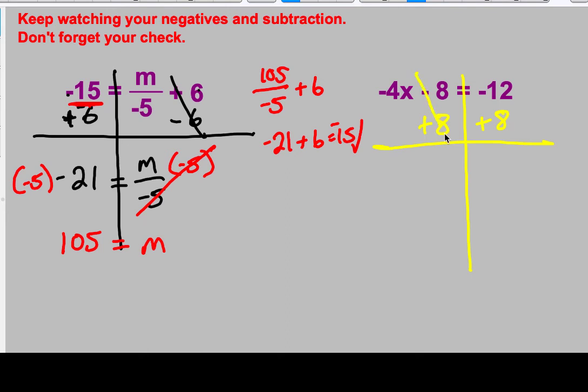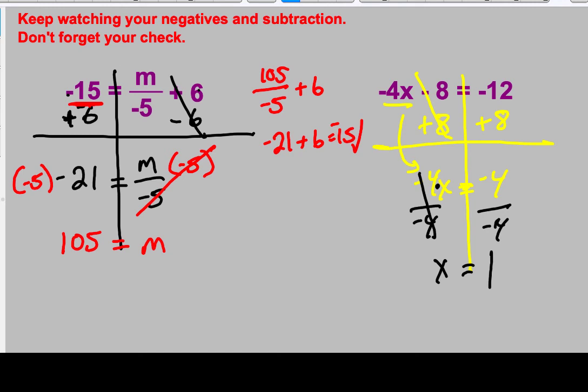Subtracting 8 and adding 8 turn to 0. They cancel each other out, but I'm still left with that negative 4x. Negative 12 plus 8 is negative 4. Now it's time for step 2. Negative 4x means negative 4 times x. So I'm going to do the opposite and divide by negative 4. Make sure you're dividing by negative 4, not positive 4. We want to divide by the same thing they multiplied by. Negative 4 divided by negative 4 is just 1, or just x. Negative 4 divided by negative 4 is 1.